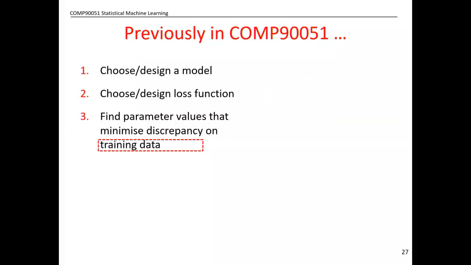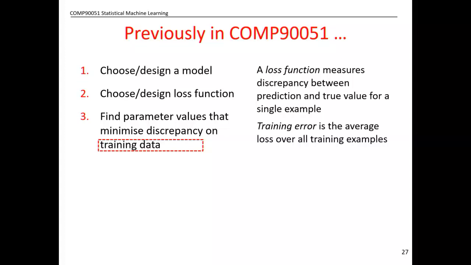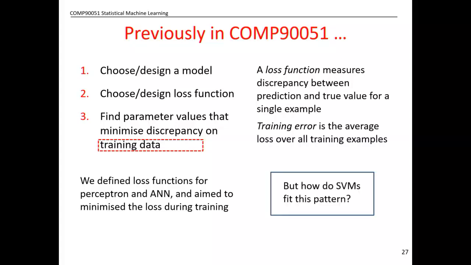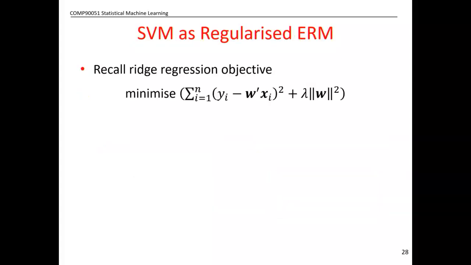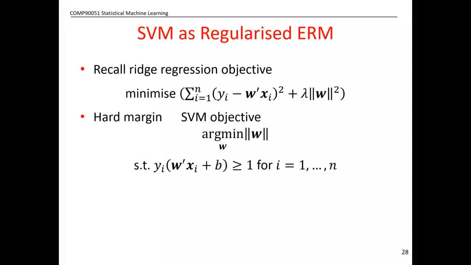So, we understand losses. We choose parameters in order to minimize losses. This is just reminding you what a loss function is and what training to a loss does. So I'll skip this. Okay, how do we do this for the SVM? So here's ridge regression. And here's the hard margin SVM. Does any of it look similar?